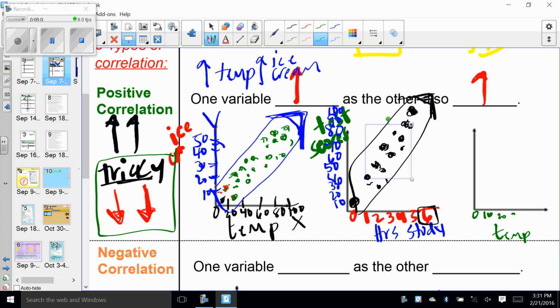So 0, 10, 20, 30, 40. Actually, you know what? I'm going to scale it by 20s because otherwise I'm not going to fit it on this graph here. Sorry, guys. 0, 20, 40, 60, 80, 100 when the temperature is super duper hot.